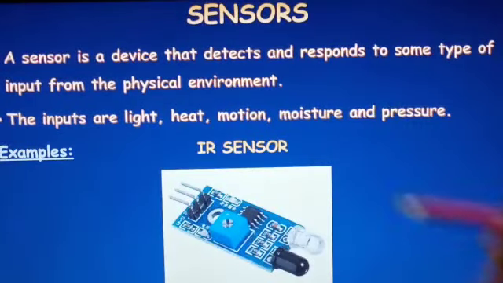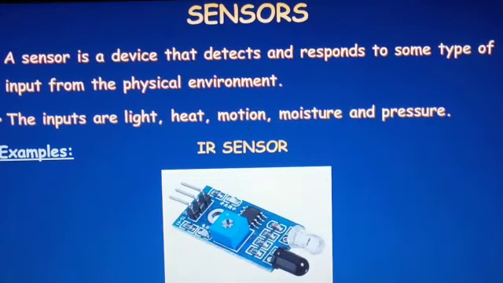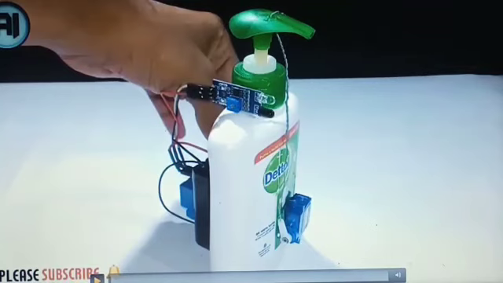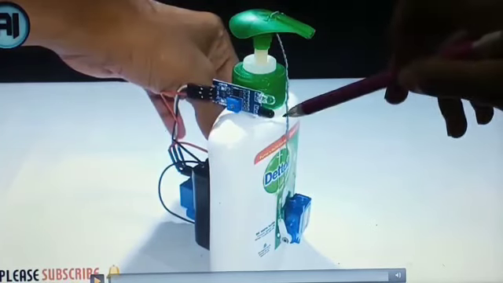This is an IR sensor. The IR sensor detects motion and measures the heat of an object. Let's see how it works. Here the IR sensor detects the human hand movement, so it performs the action.